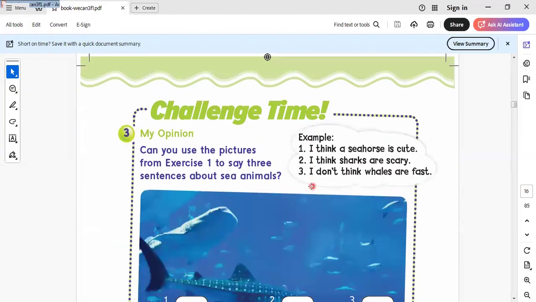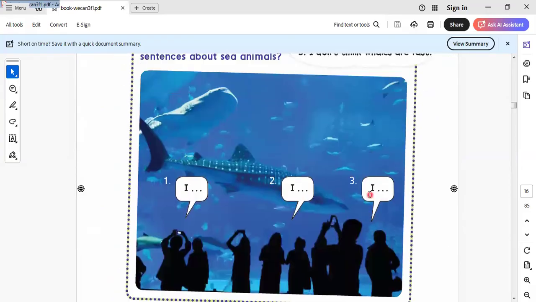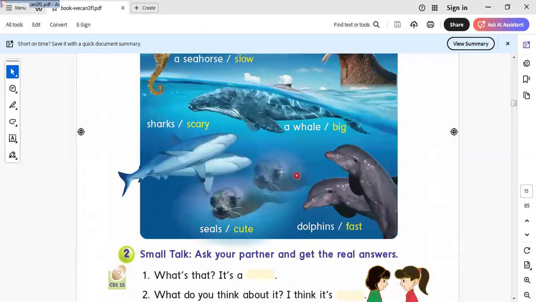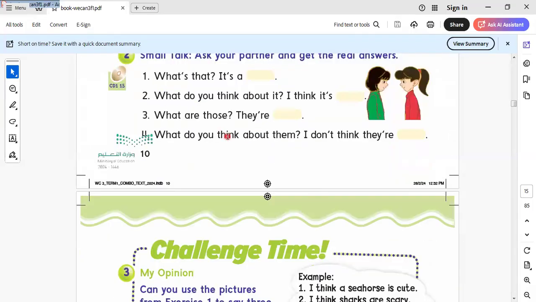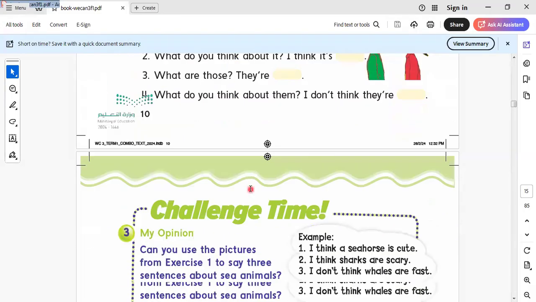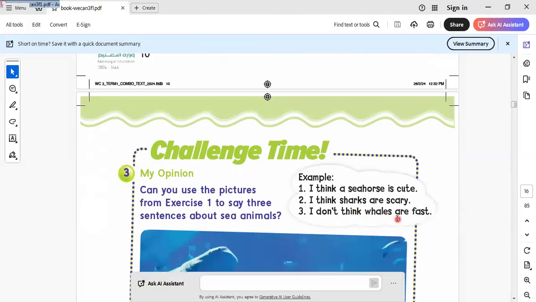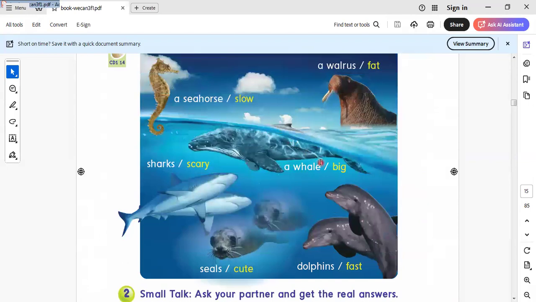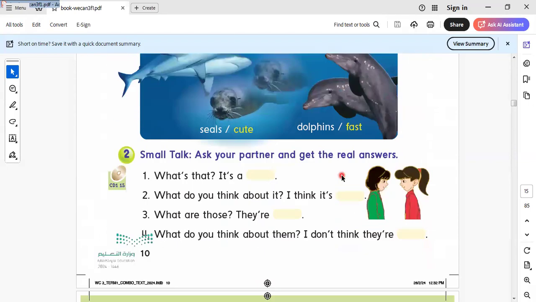Let's go to another item here. Can we use the pictures from exercise 1 to say 3 sentences about the sea animals? Like this, I think a seahorse is cute. This is called a seahorse, it is cute. I think sharks are scary. I don't think that wolves are fast. Wolves are what? Wolves are big.